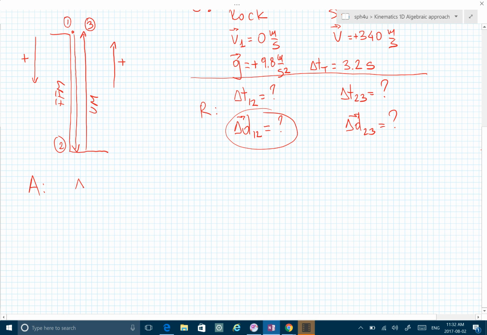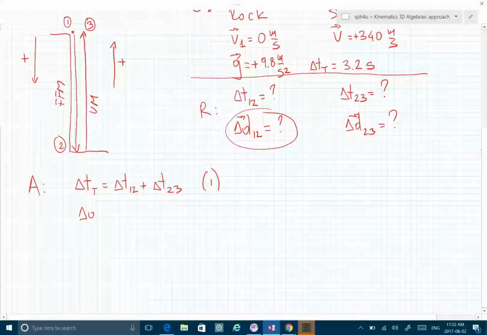First, we all agree that delta t total is delta t from 1 to 2 plus delta t from 2 to 3, which means those 3.2 seconds is the whole time it took the rock to hit the ocean at the bottom and for the sound to come back up to where you are, where you dropped the rock. So that's one.